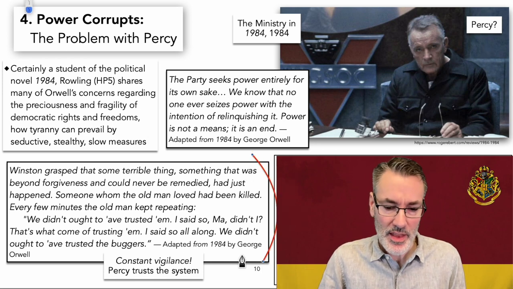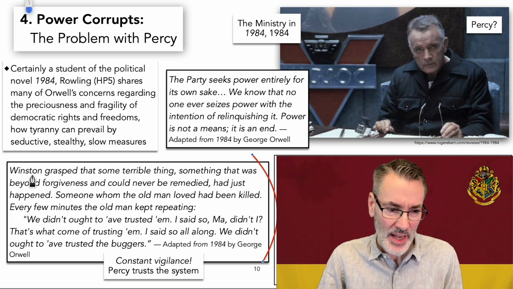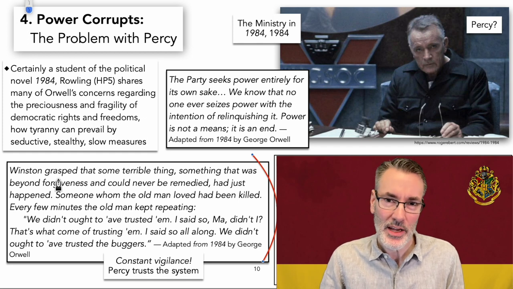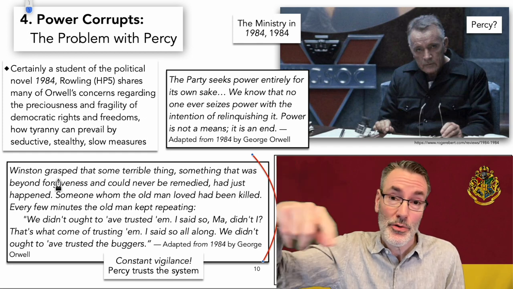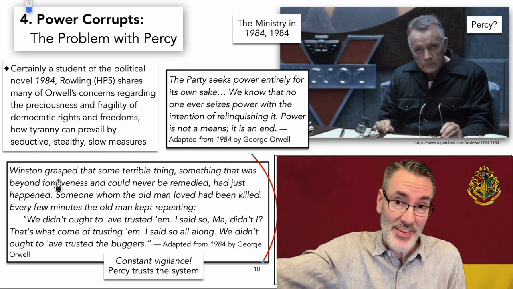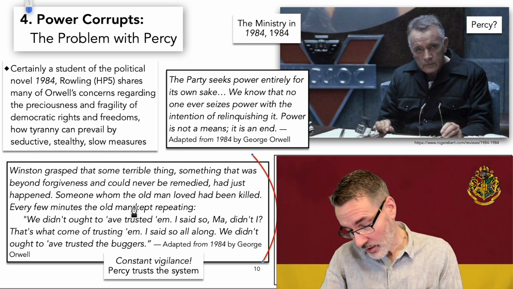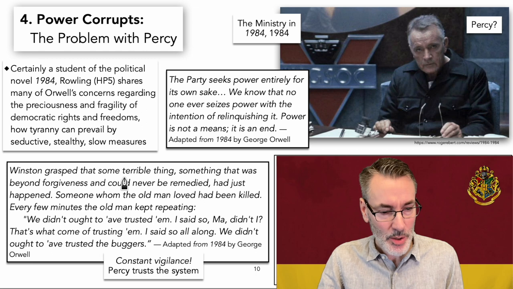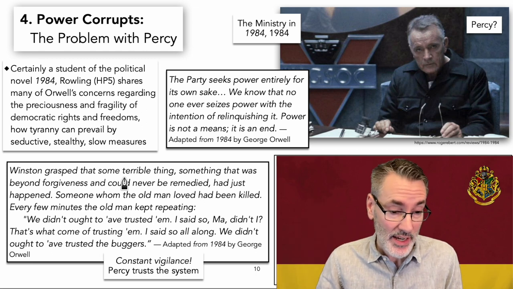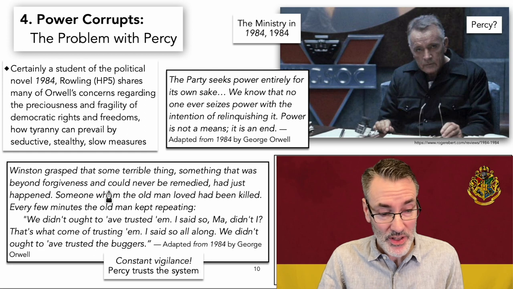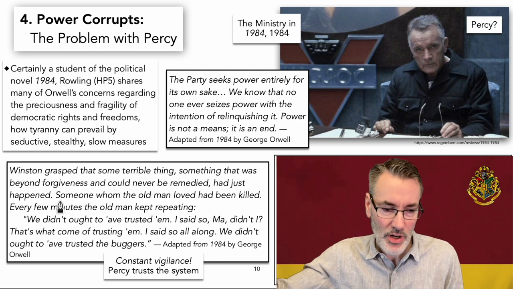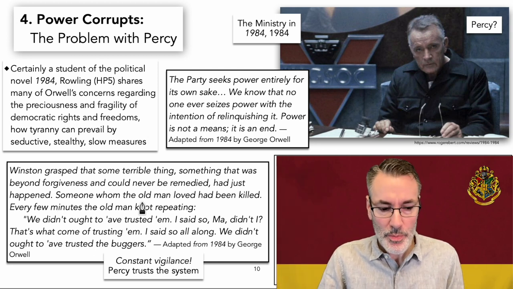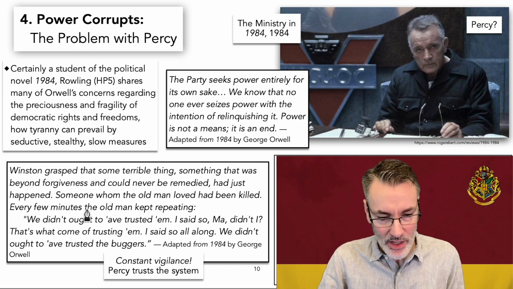Here's one of my favorite quotes in that novel, 1984, and it is very closely connected to Rowling's grasp of the idea. So Winston is the protagonist. He's the hero. And by the way, this whole hero's quest cycle that I describe in this book is exactly what 1984 is, except at the end, Winston is a failed hero instead of victorious. Sorry, spoiler. So Winston, the protagonist, grasps some terrible idea. He's awakened to something, a terrible thing, something that was beyond forgiveness and could never be remedied, had just happened. He's in a bar or a restaurant listening to conversations around him. Someone whom the old man, who was listening to talking, had loved, had been killed.